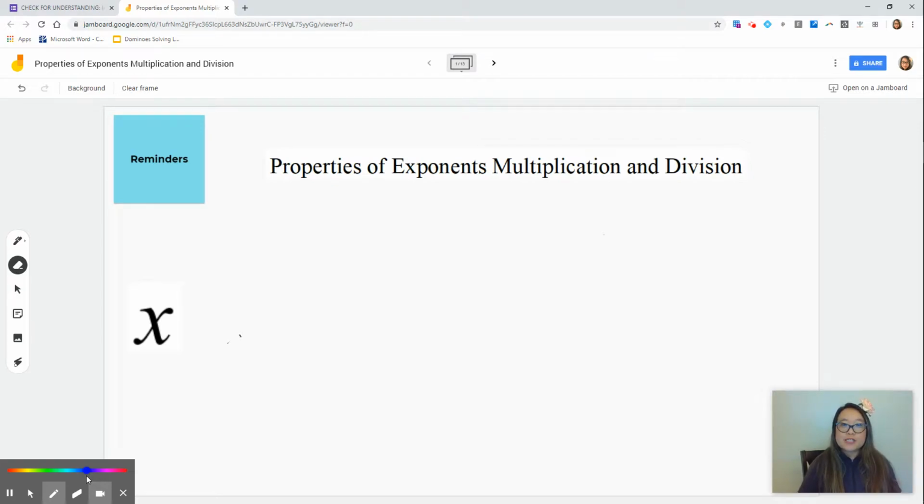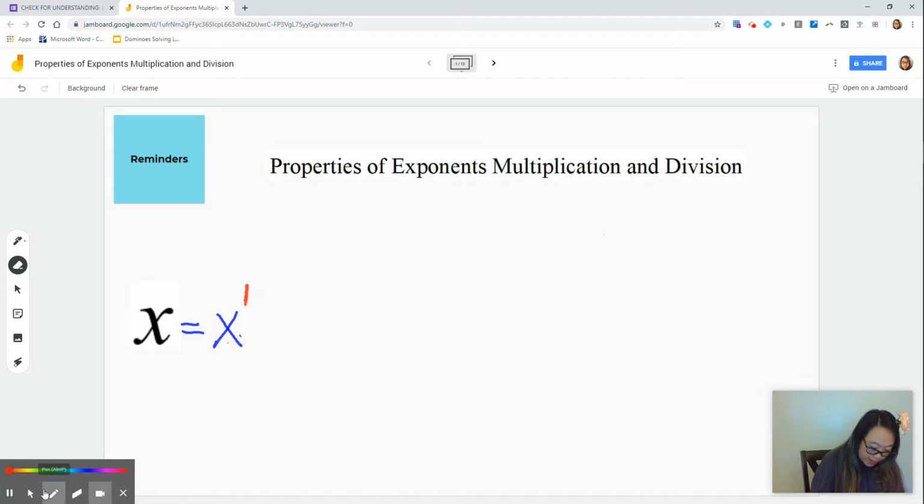The first one I want to talk about is the variable x and the invisible properties that it contains, even though we don't see anything here except for just the variable. If you see a variable and there's no exponent, it is assumed that the exponent is 1. So in the beginning of these problems, put an exponent of 1 right away so you don't miss the 1 when you go to add the exponents together.